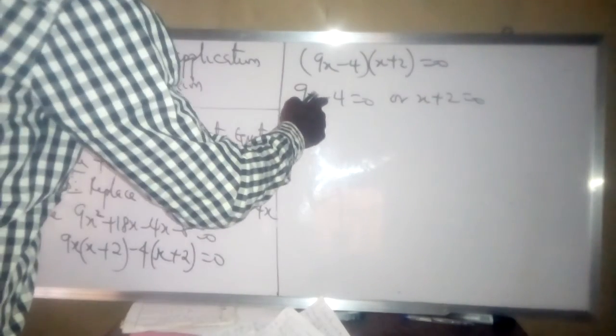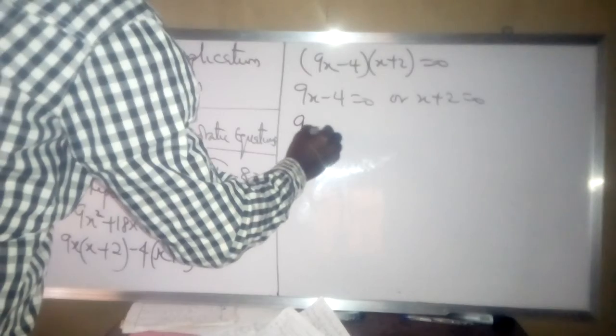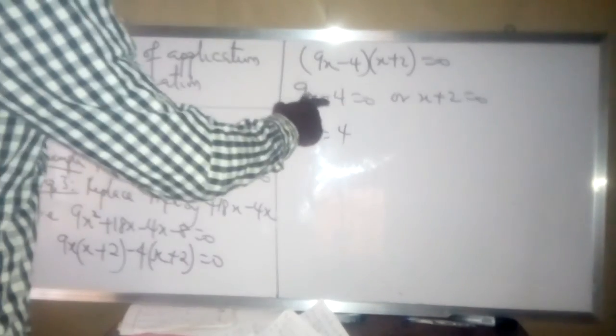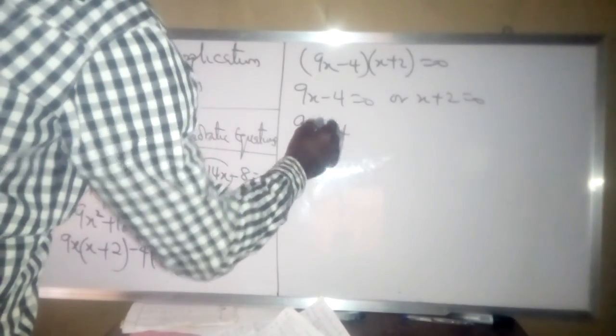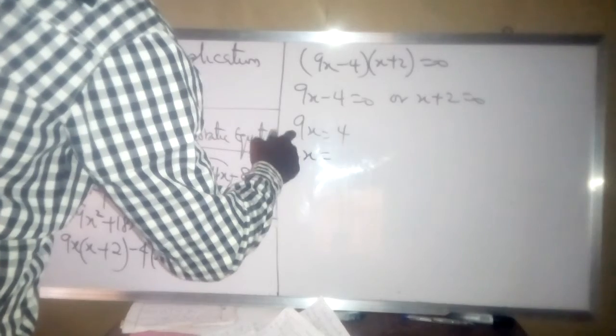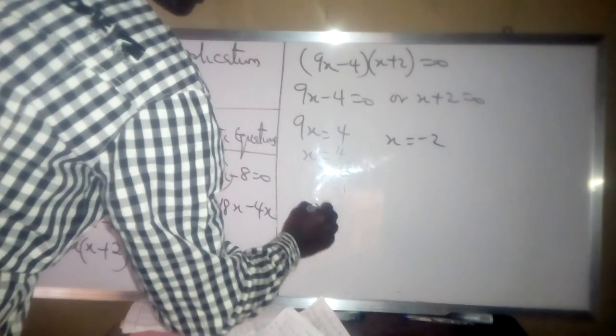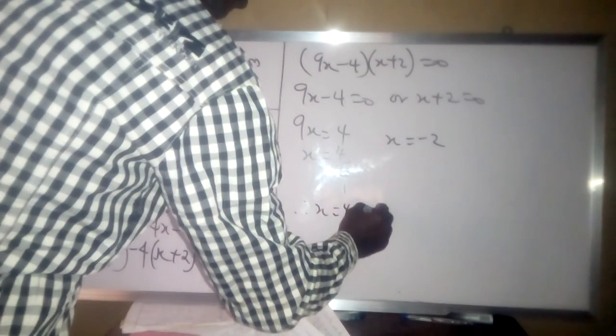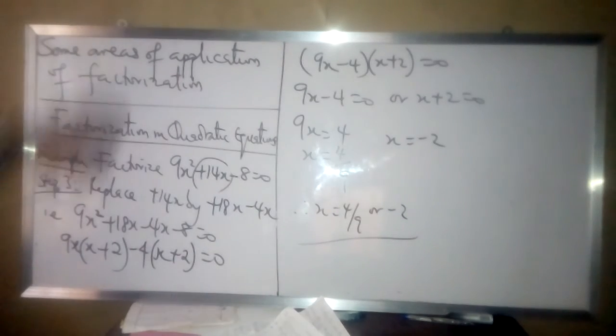So if you transfer 4 to the other side, 9x is equal to 4, because minus will change to plus there. 0 plus 4, that's 4. Then x will be, divide both sides by 9, 4 over 9. Then the other one, x is equal to 0 minus 2, that's minus 2. Therefore, x is equal to 4 over 9 or minus 2. That is that about that.